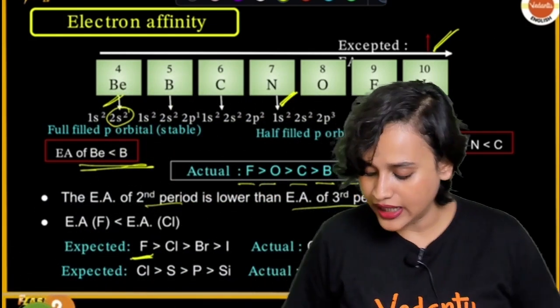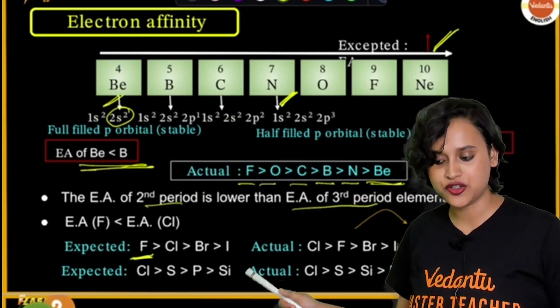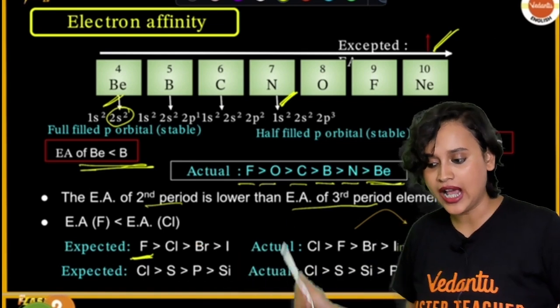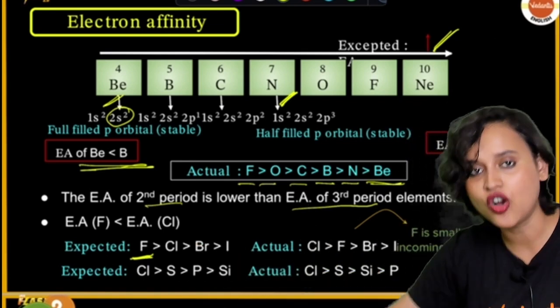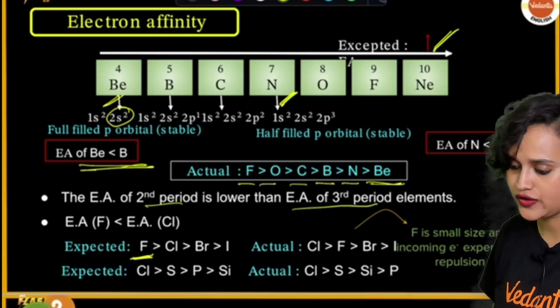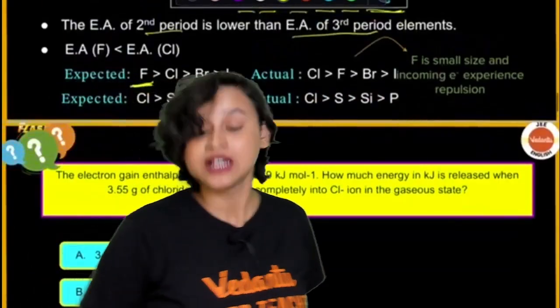Okay. Similarly, here, you would expect chlorine to have more electron affinity than sulfur, then phosphorus, and then silicon, right? But actually, what happens is silicon comes before phosphorus. That is what is expected, and that is what is actual.